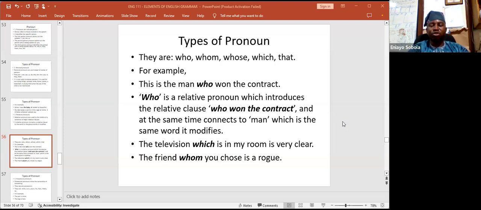The friend whom you chose is a rogue. Whom you chose is a relative clause introduced by the relative pronoun whom, and whom connects the relative clause to the noun friend, which it modifies.